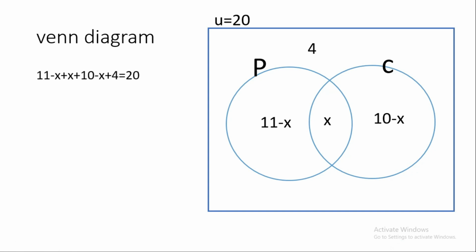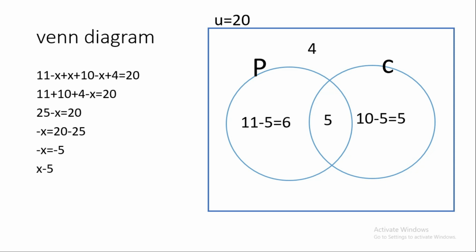So adding up everything, we should have 11 minus x plus x plus 10 minus x plus 4 equals 20. Since we've added them up, now let's simplify. Minus x and plus x will cancel out each other there. So the answer becomes 11 plus 10 plus 4 minus x equals 20. Add up all those, it becomes 25. Bring 25 to the other side, and subtract, you get minus x equals minus 5. Minus cancels minus, you get 5.